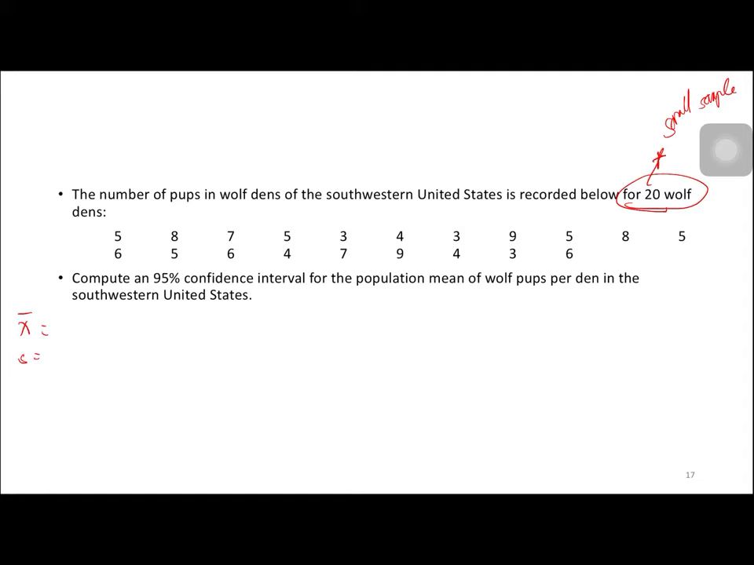5, 6, 8, 5, 7, 6, 5, 4, 3, 7, 4, 9, 3, 4, 9, 3, 5, 6, 8, and 5. Okay. Our mean is 5.6 and our standard deviation is 1.9. Okay, so let us compute for our E. That is equal to 95% of 20, 20 minus 1 for the degrees of freedom. We have there 19. Okay, 19 at 95%, we have 2.093. Times our S is 1.9 divided by square root of 20.